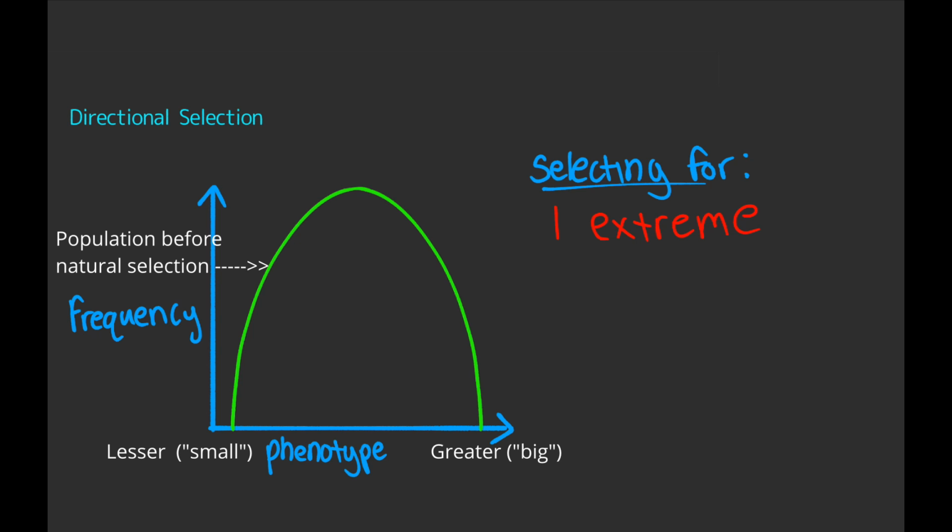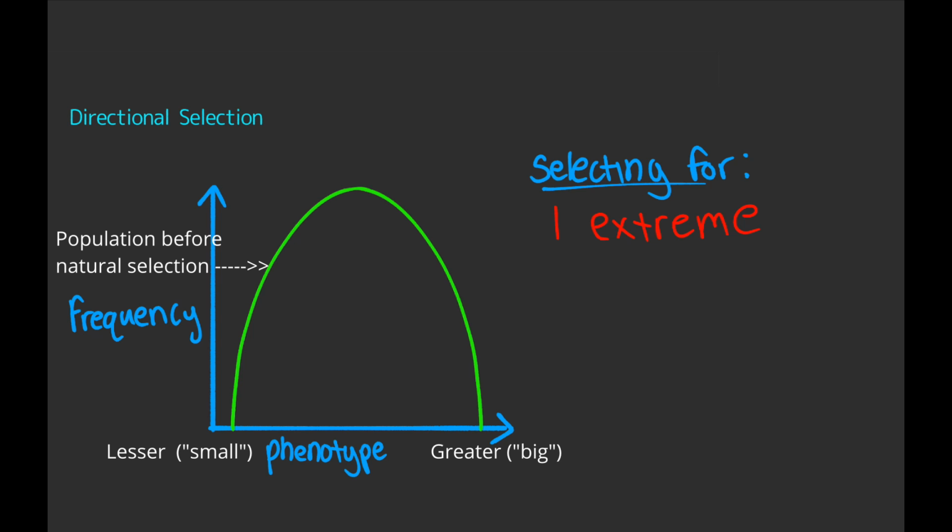And so back to our example with organism height, we have our short, medium, and tall organisms in a population. And in directional selection, the environment is going to favor either the tall organisms or it's going to favor the short organisms. And the big thing about directional selection is it's going to favor either tall or short, not both. So let's see how that's going to look on a graph.